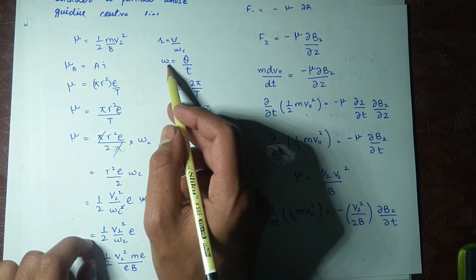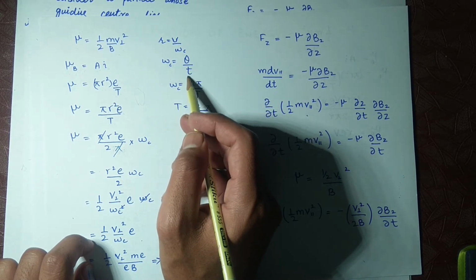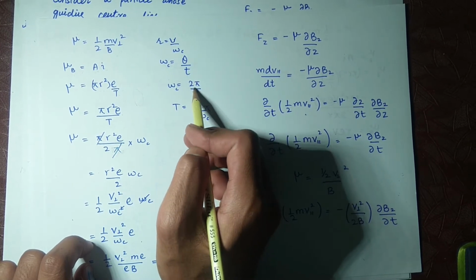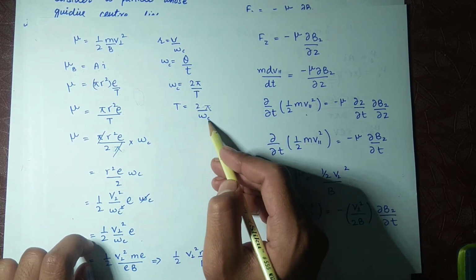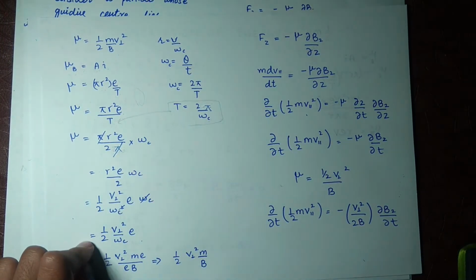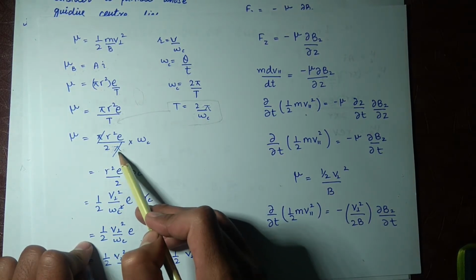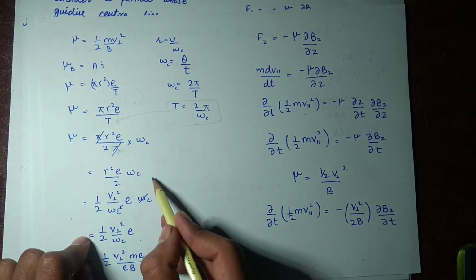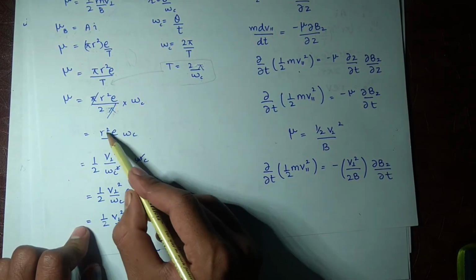We know that omega c, the oscillation frequency, is equal to the angular displacement per unit time. Theta is equal to 2 pi, so omega c equals 2 pi over T, and T equals 2 pi over omega c. This is the value of T which we are going to put here. Cancelling out pi with pi, we will have the final equation for mu. Then we have omega c and r squared.